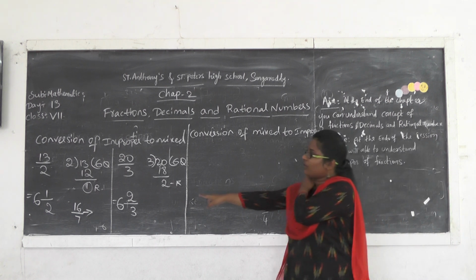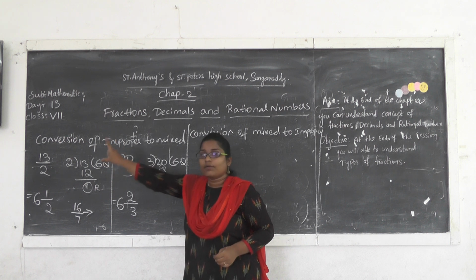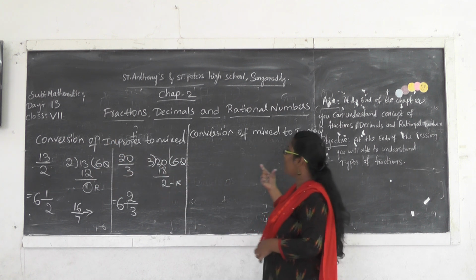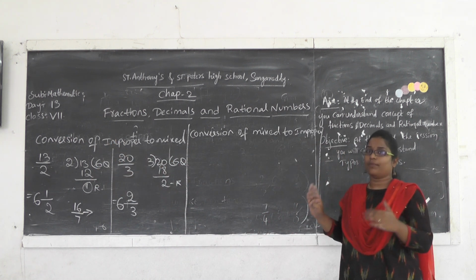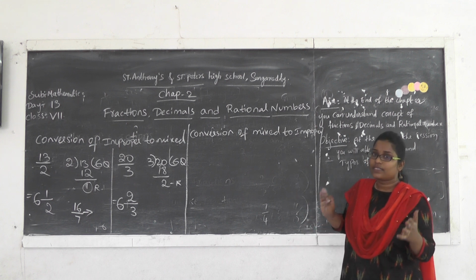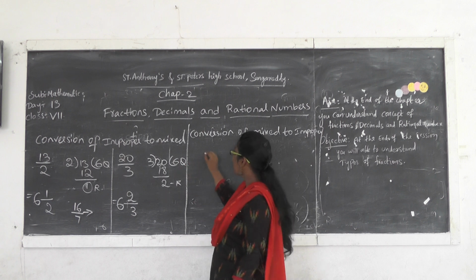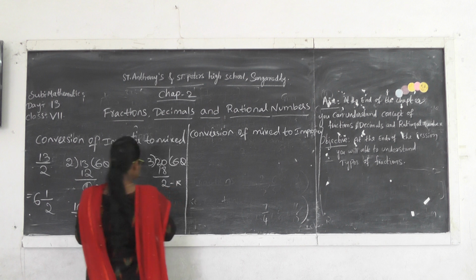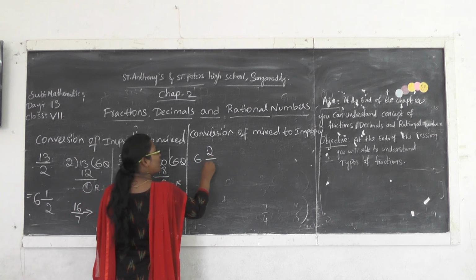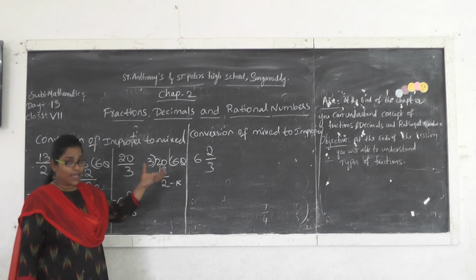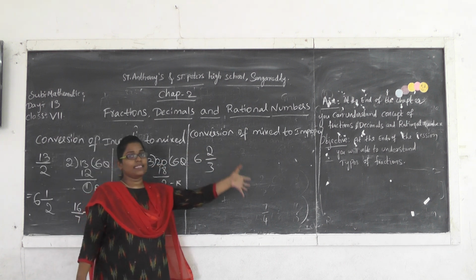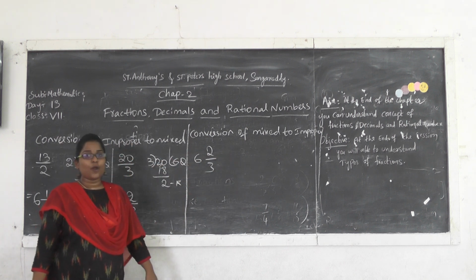Next, coming to conversion of mixed into improper. In the first concept we converted improper to mixed. Now I am going to explain how to convert mixed to improper fraction. So let me take one mixed fraction, the same example, 6 2 by 3. 6 2 by 3 is a mixed fraction.